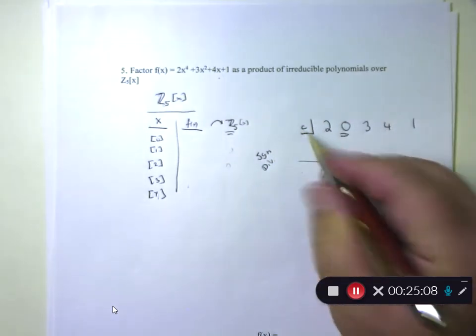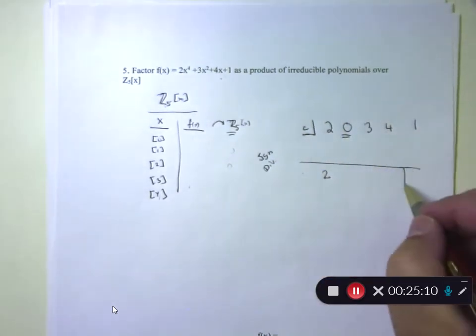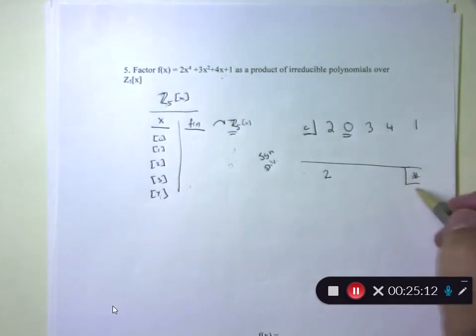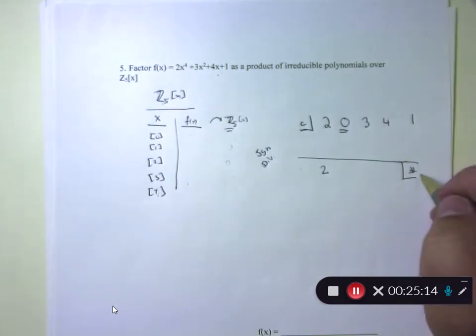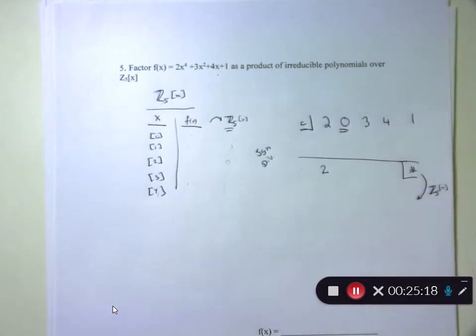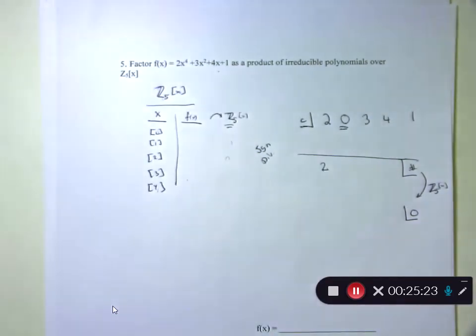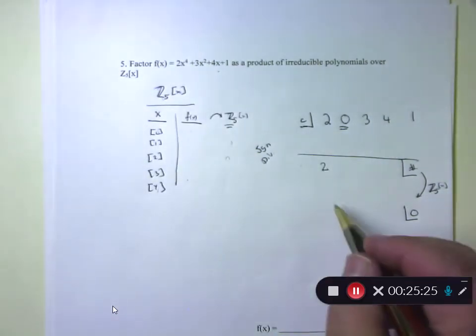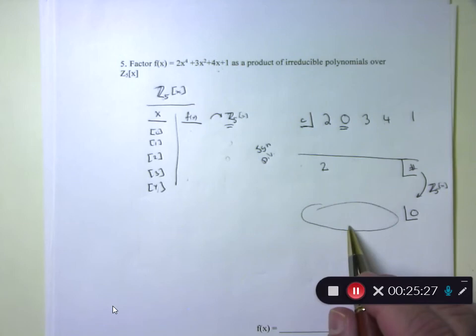So you bring down your 2, you multiply and you add, and eventually you're going to get some kind of number over here on the last block, which is your remainder. Don't forget, you've got to convert them back into the world you live in, which is Z5 adjoin x, and this block should be 0 if it's a true 0, because of the remainder theorem. And this gives you what it factors to.